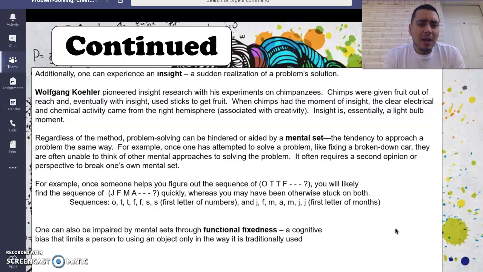So now, one can also be impaired by mental sense through functional fixedness, a cognitive bias that limits a person to using an object only the way that is traditionally used. So functional fixedness is just simply not seeing an object's way to help you aside from the one that it was built for.